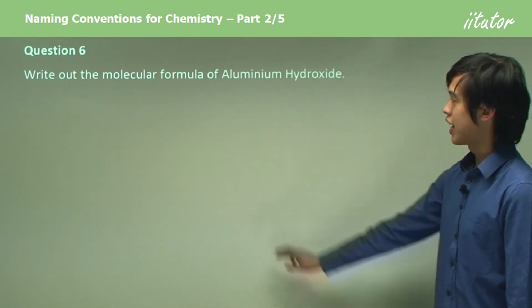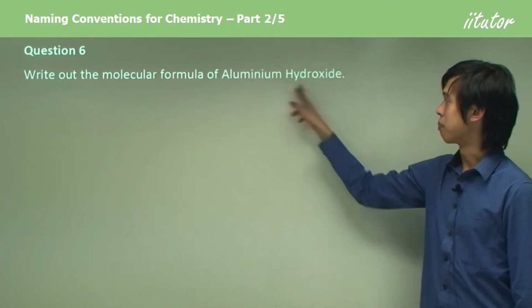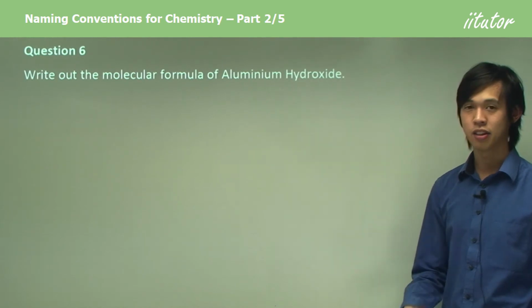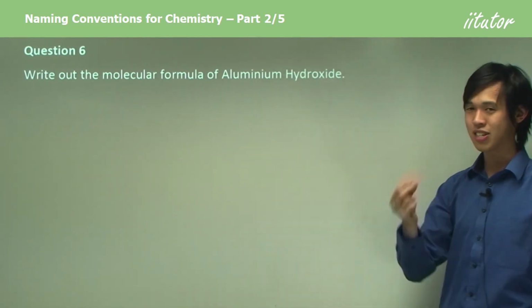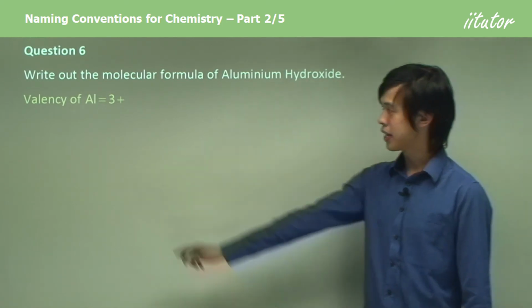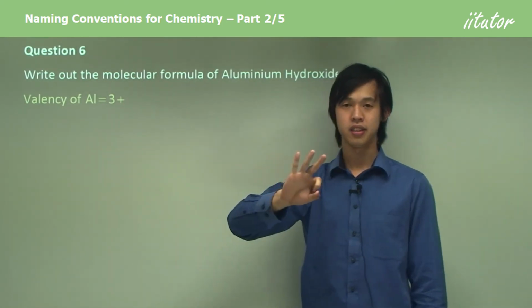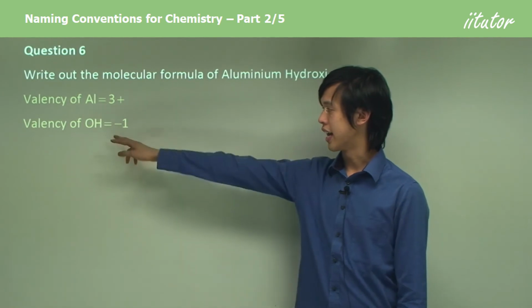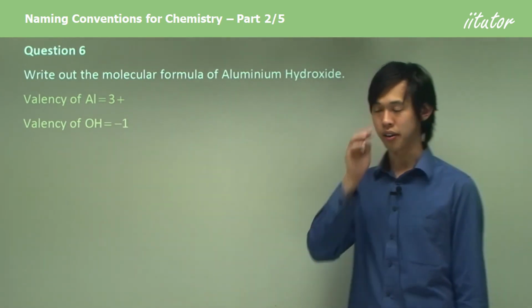So write out the molecular formula for aluminium hydroxide. Aluminium hydroxide. And remember, we need to know the valency of these chemicals. So aluminium has a valency of +3, and OH has a valency of -1.